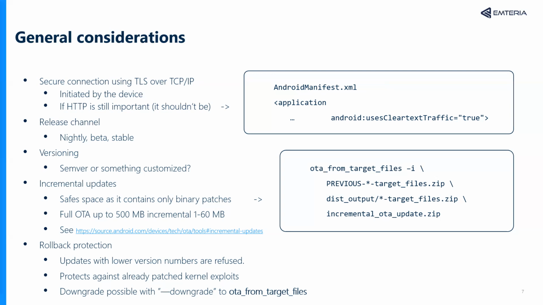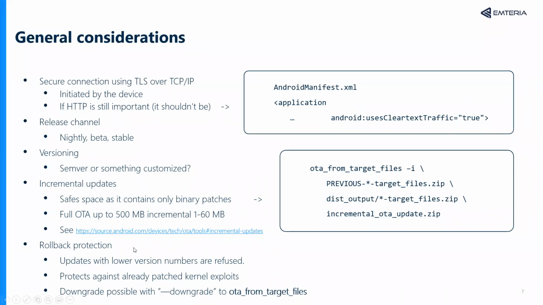And if you want to do that, this is what you need to call from the shell. So basically, you call ota_from_target_files, and then you provide the previous device target file you had, and the new one, and then you get an incremental update. This is a very, very important thing.